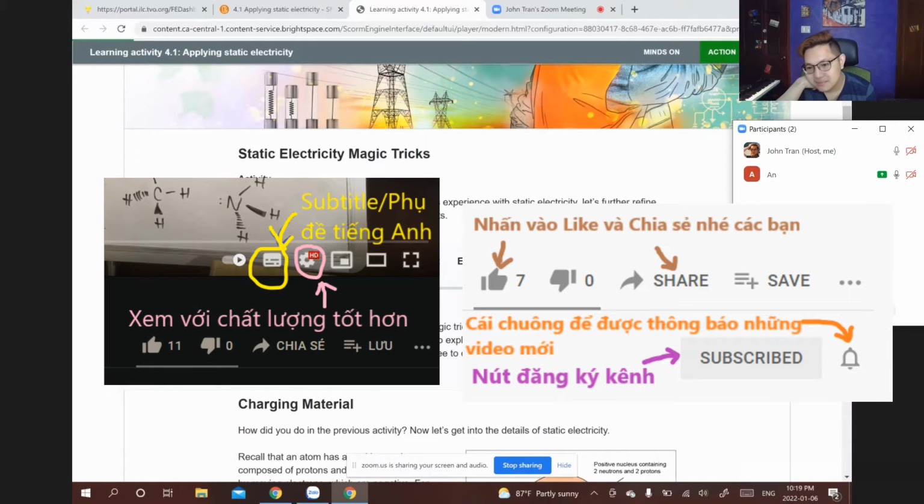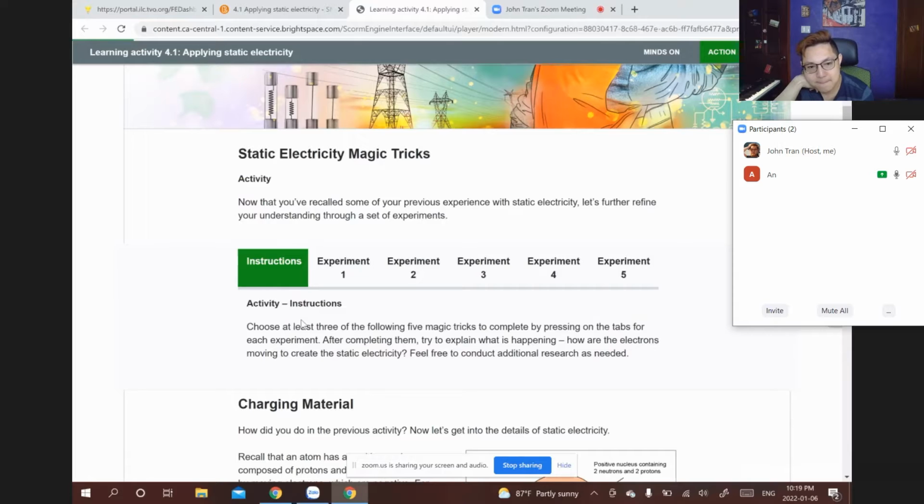Static electricity is basically an imbalance of charge, yeah. Imbalance.